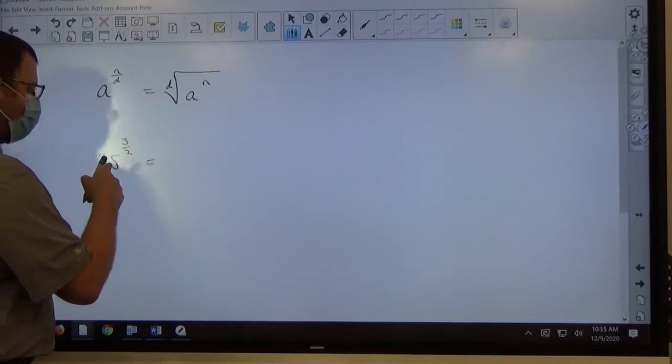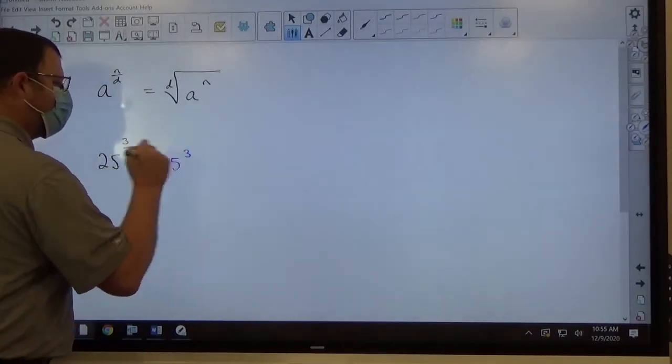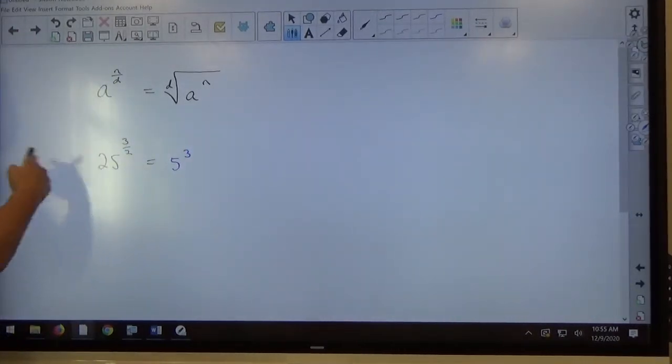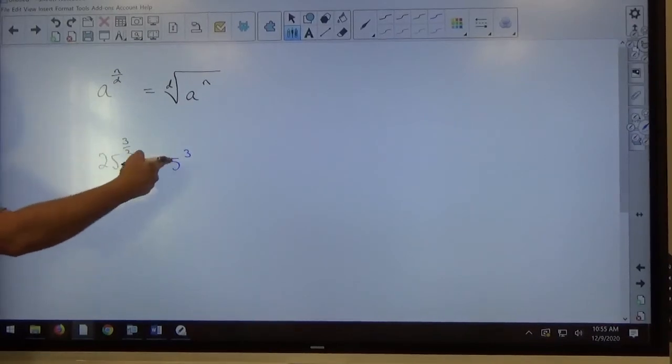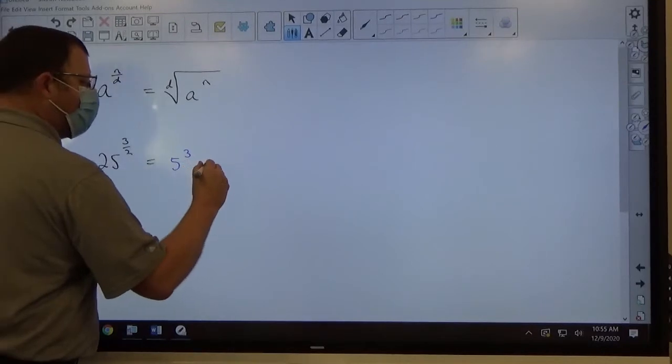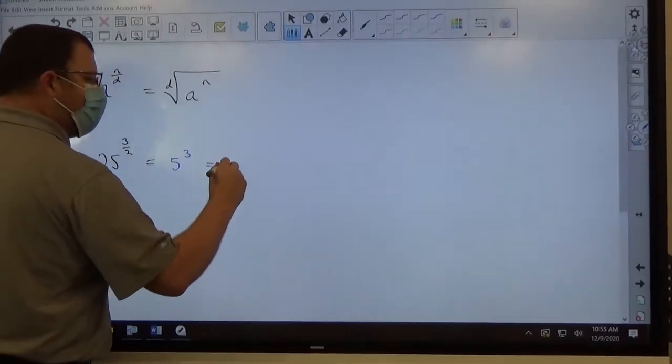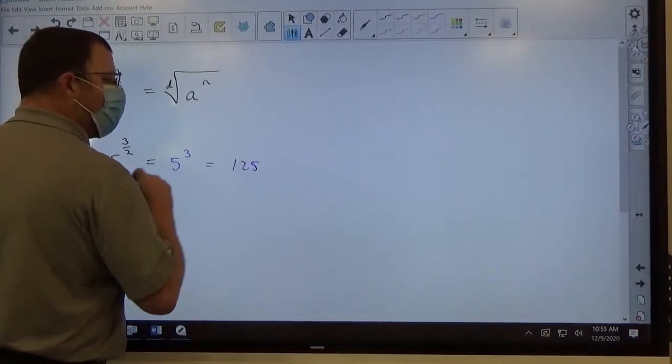So I can either do 5 to the 3rd power, because the square root of 25 is 5. What's 5 times 5? 25. So the square root of 25 is 5. And then 5 to the 3rd power: 5 times 5 is 25, times 5 is 125. That's option 1.